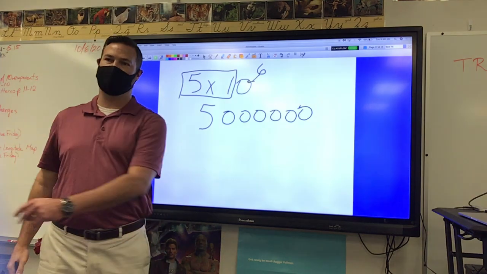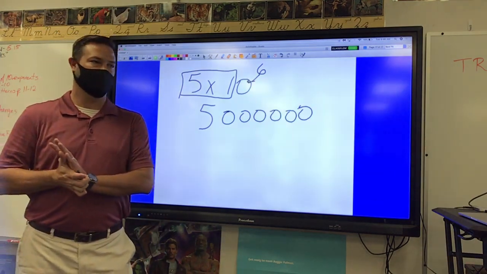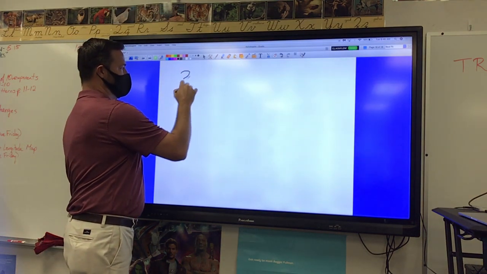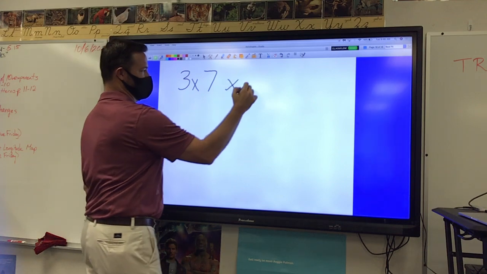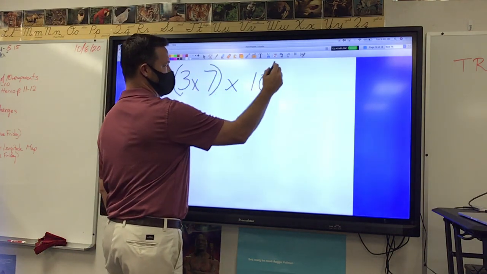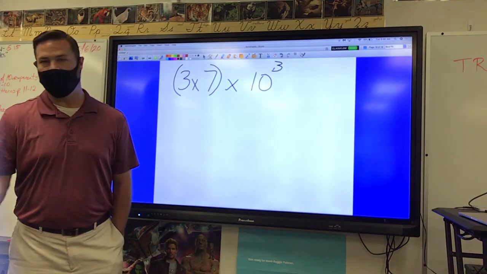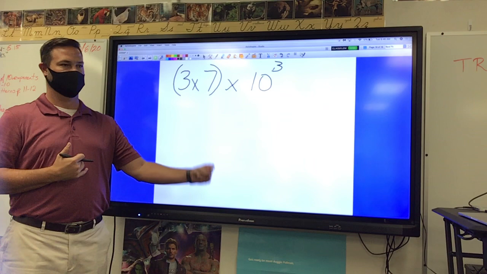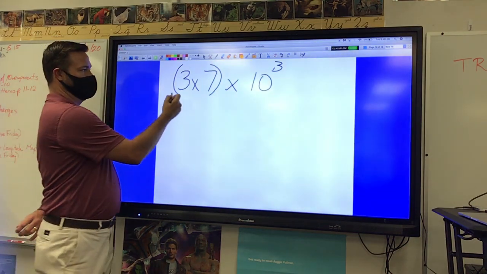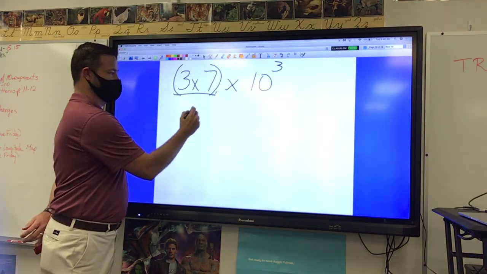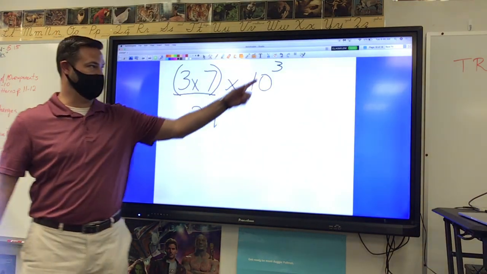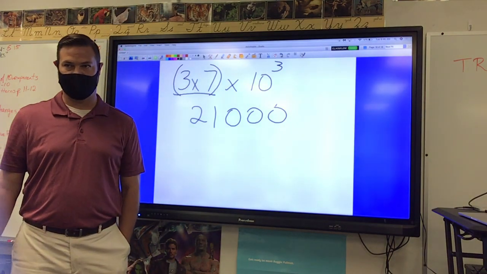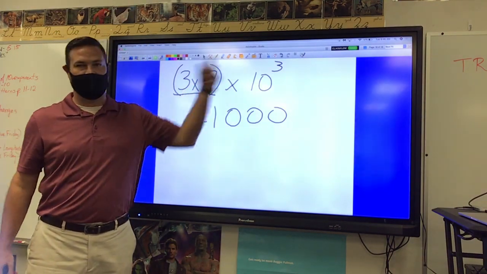Then they get really, really tricky. They really get it tricky because then they get to a problem like this: 3 times 7 times 10 to the 3rd. Well, it's not really that tricky if you really think about it, because just like you did before, you're going to do 7 times 3, which is 21, and then have 3 zeros. 1, 2, 3. Okay, so you do the multiplication problem first, then add the zeros.